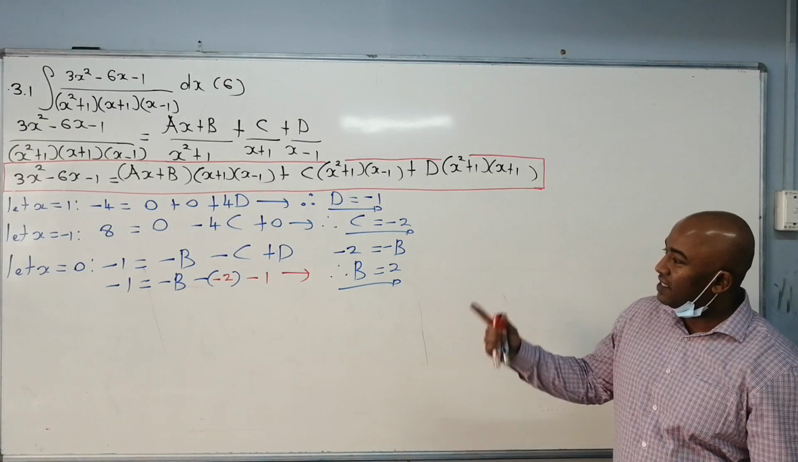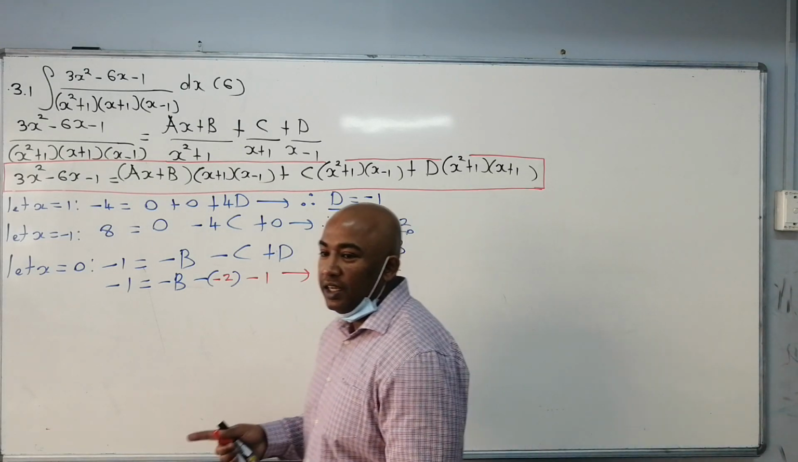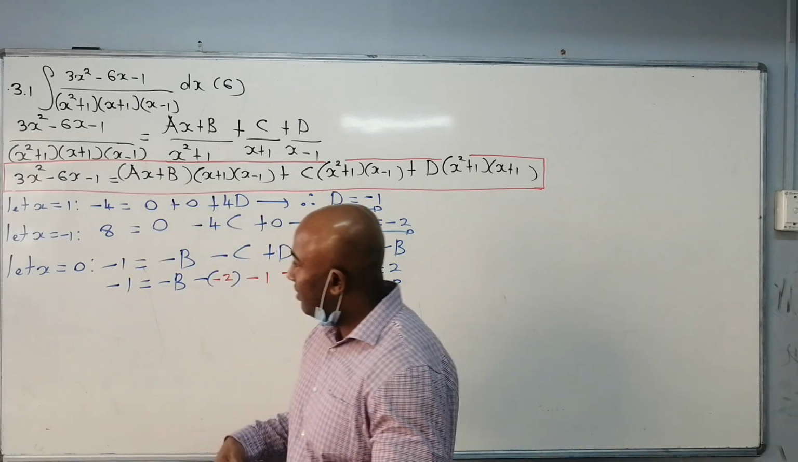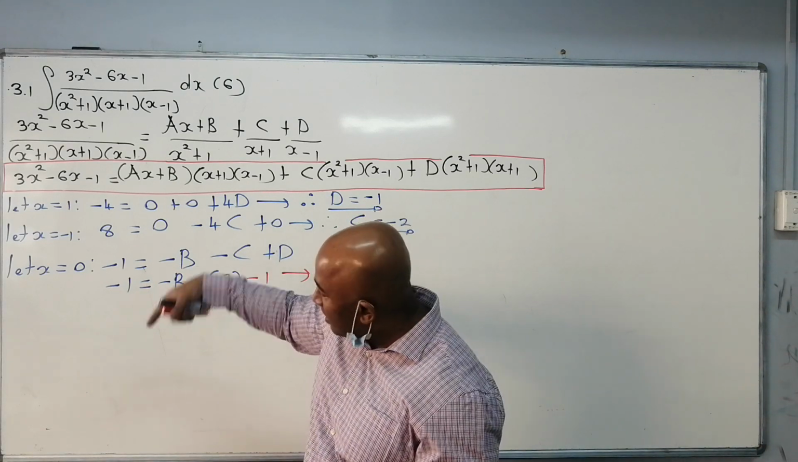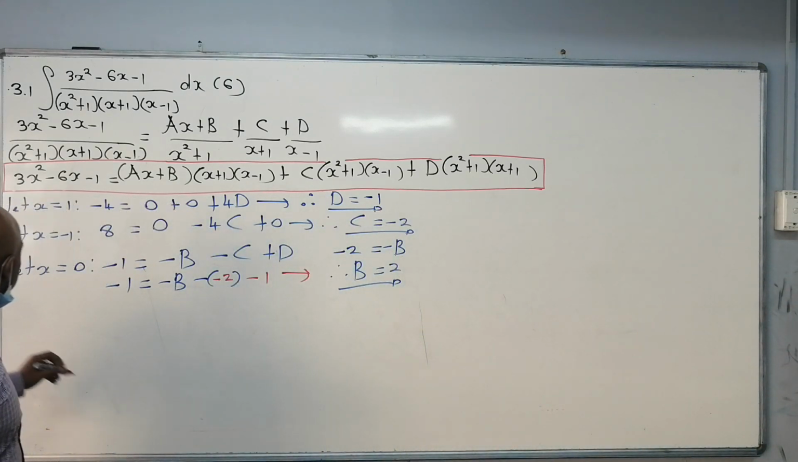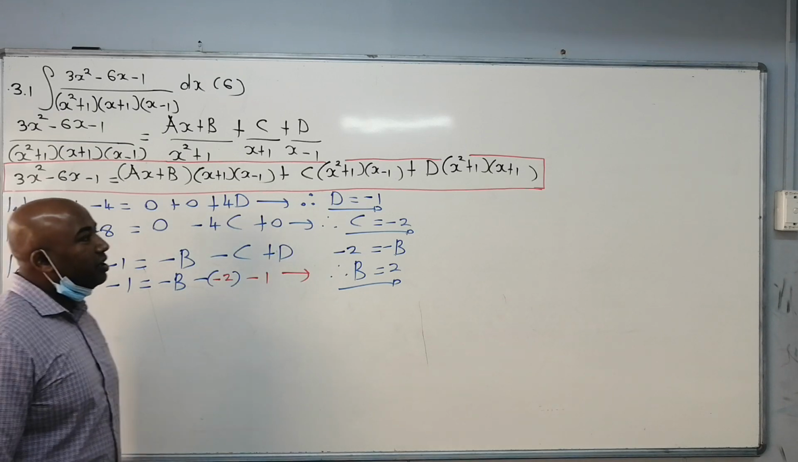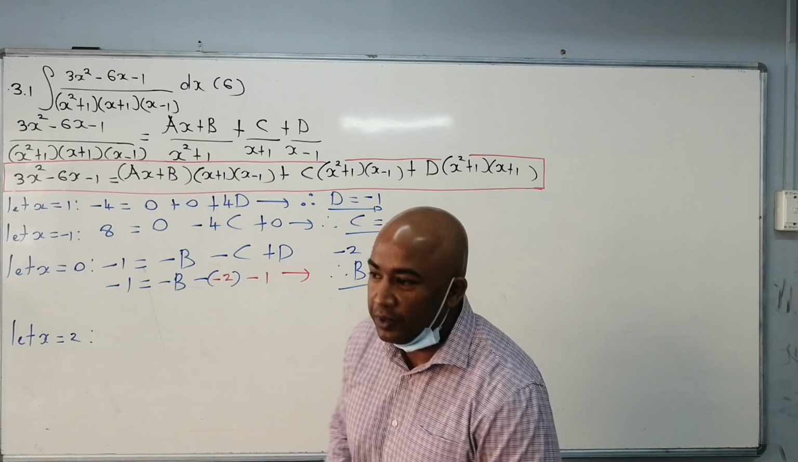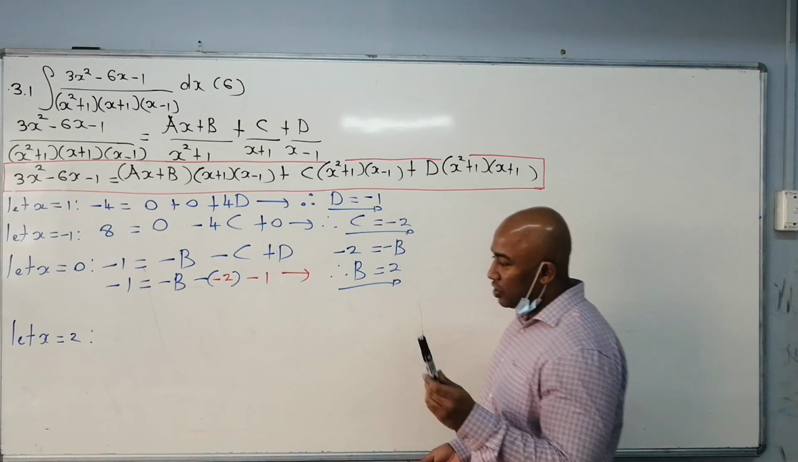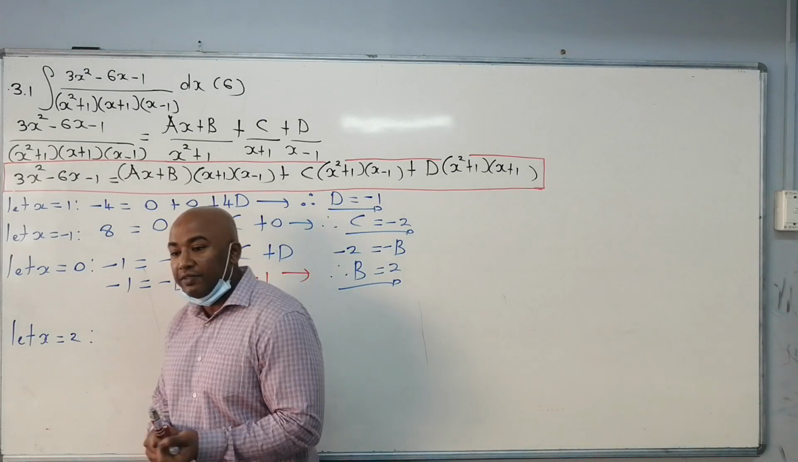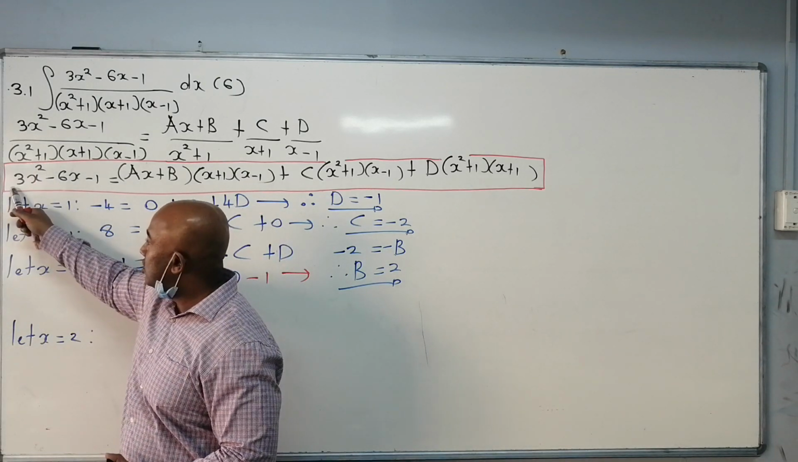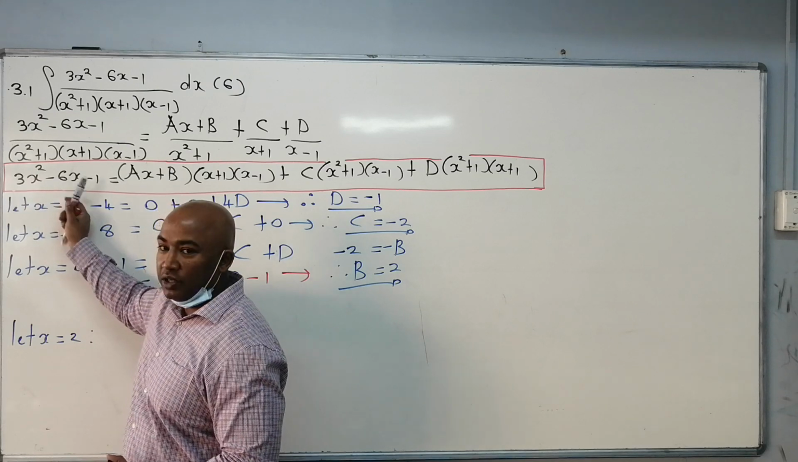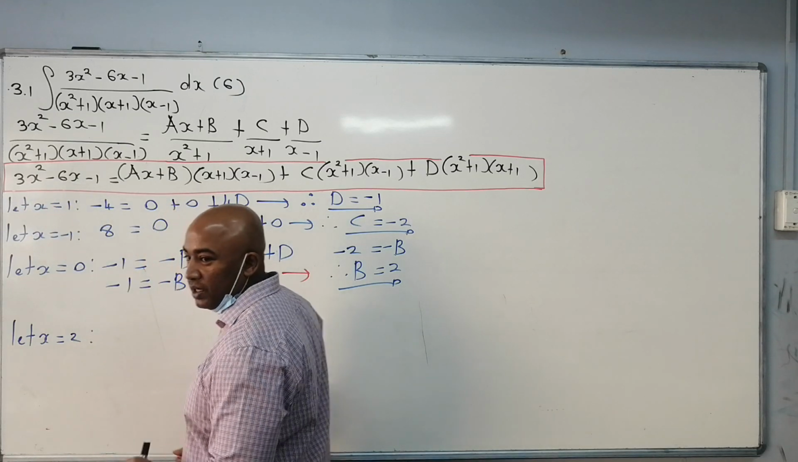All we need to find now is a. So we can substitute any value; we choose the easy values. I chose 0 here. And the next one, what can we substitute? Let's put 2. It's up to you what you want to substitute. Let me go for 2 on the left hand side. Check me on the left hand side. 2 squared is 4. 4 times 3 is 12. Minus 6 times 2 is minus 12. 12 minus 12 is 0, so I end up with minus 1. Is that correct?